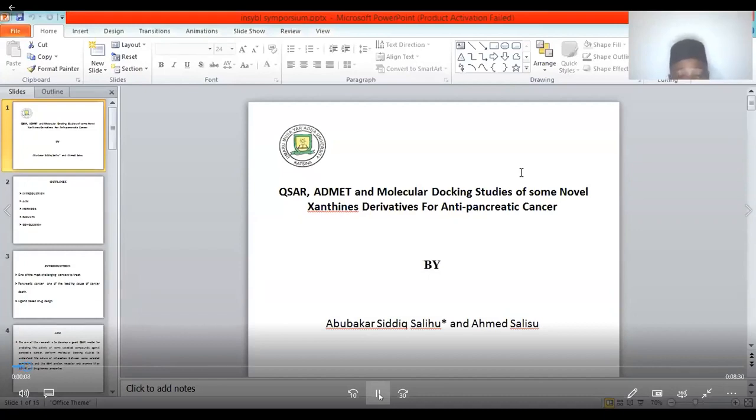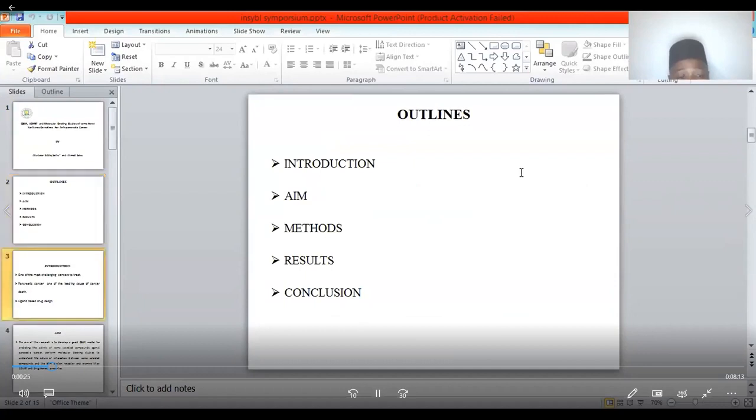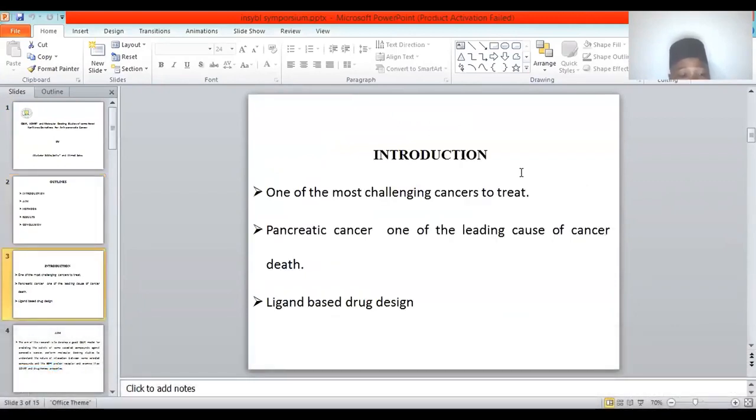QSAR, ADMET and molecular docking studies of some xanthine derivatives for anti-pancreatic cancer. This is the outline of our presentation: introduction, aim, methods, results, conclusion. Introduction: one of the most challenging cancers to treat is pancreatic cancer, because its early detection is extremely difficult and it cannot be surgically removed due to its location.